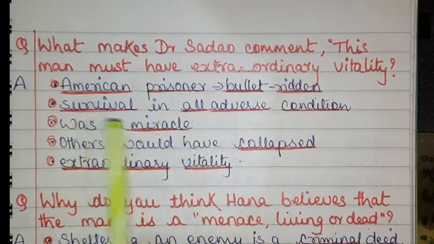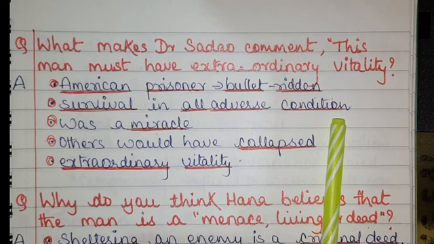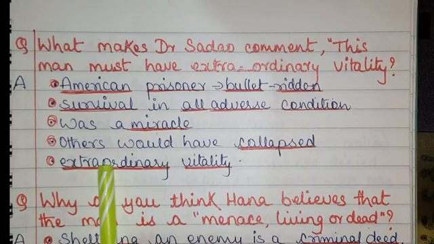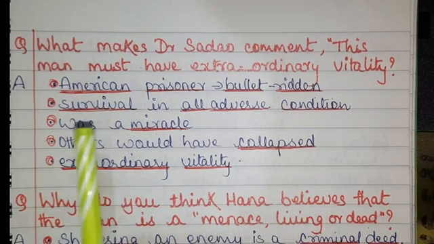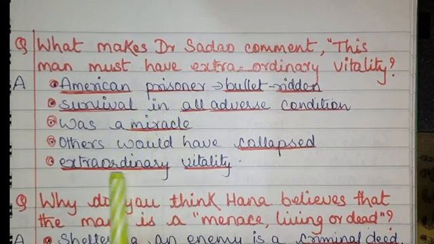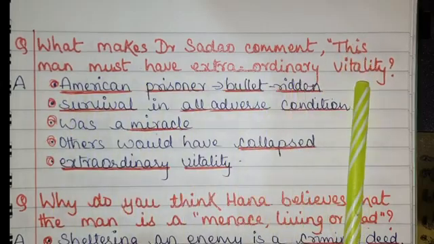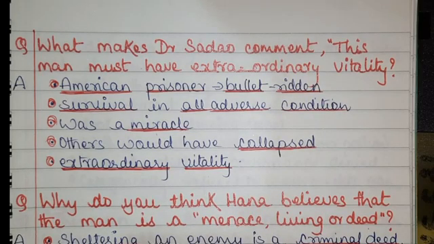See, he survived in all adverse conditions. He was chased by the Japanese army. Not only that, he was there inside the sea. The sea could have taken him somewhere else. Wild animals would have eaten him up, but that did not happen. He survived. It was not less than a miracle. Had there been somebody else, they would have collapsed very easily. But the prisoner survived. That is why he commented that he must have extraordinary vitality, extraordinary strength, because of which he survived through all the odds. Okay, let's move to the next question.